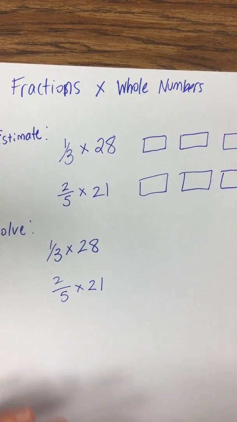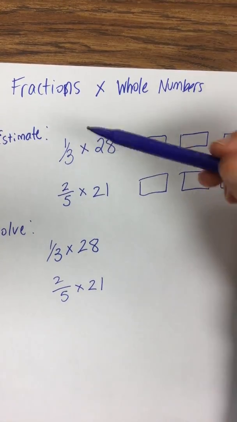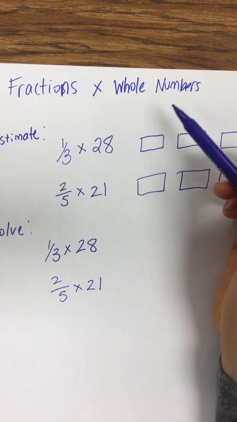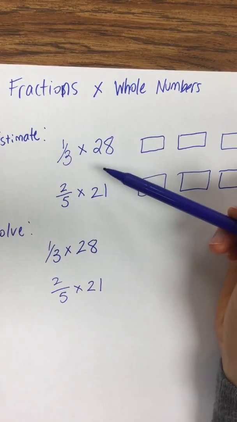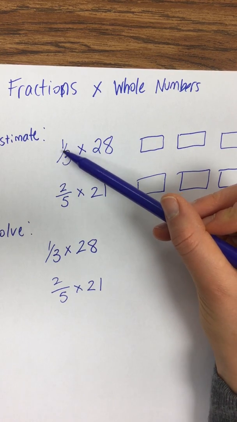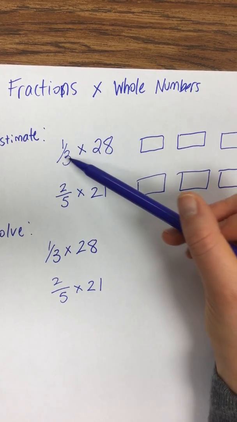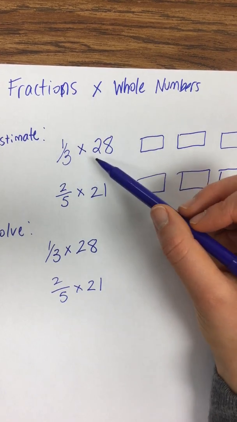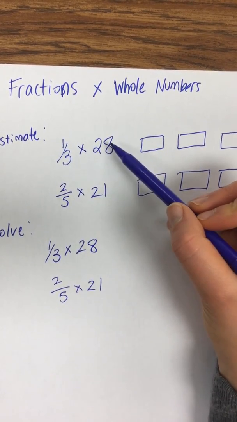This video is on multiplying fractions and whole numbers, and I'm also going to do estimating in there as well, and I'm going to start with that. When you estimate whole numbers and fractions, you need to look at both the denominator and the whole number, but you can change either one. I usually find it easier to change the whole number.